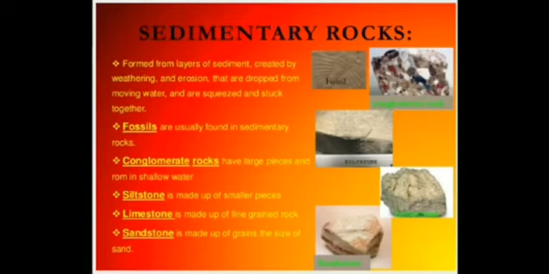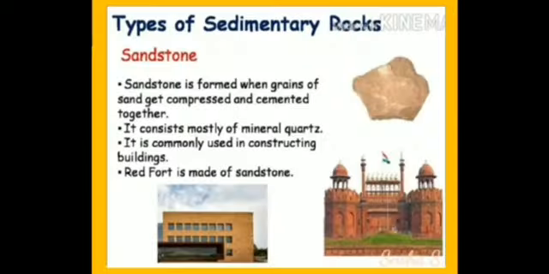You can see on this screen there are various types of sedimentary rocks. Now we will discuss them one by one. First one is sandstone. Sandstone is formed when grains of sand get compressed and cemented together. It mainly consists of the mineral quartz. It is commonly used in constructing buildings, and students, the Red Fort in India is also made of sandstone.